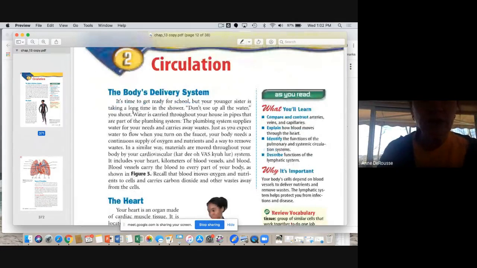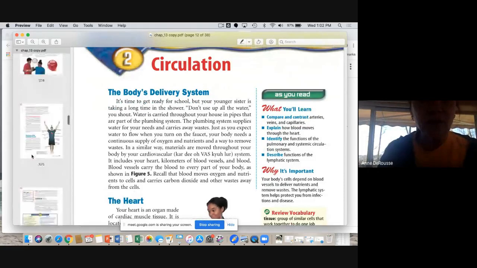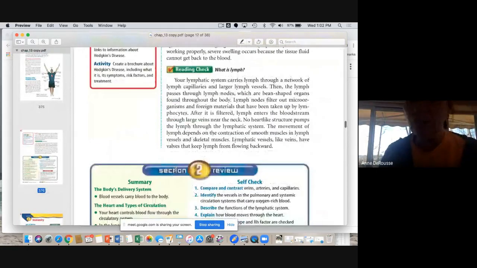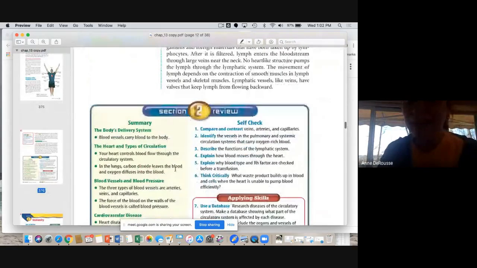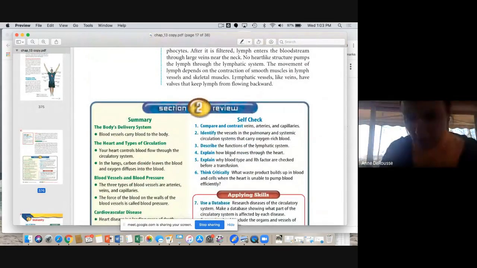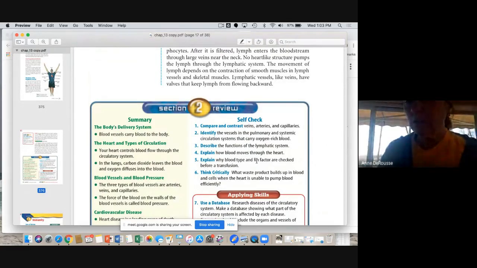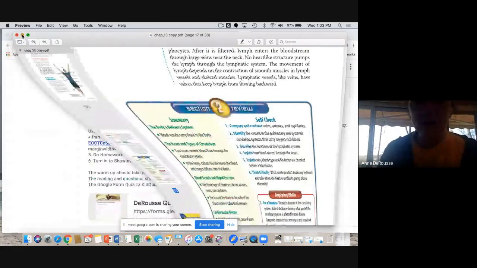You will read 371 to 376. You'll stop when you get to the self-check questions. I'm not assigning those, but if I were you, I would look at those and I would see if you would be able to answer those, because those might show up in the near future or on a test.